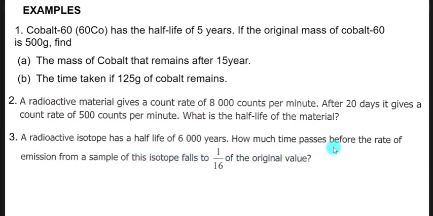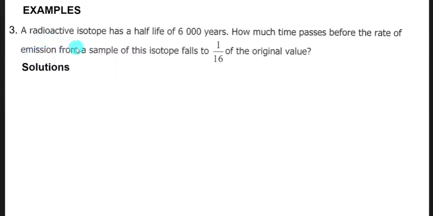How much time passes before the rate of emission from a sample of this isotope falls to 1/16 of the original amount? A radioactive isotope has a half-life of 6,000 years. So this is the half-life. How much time passes before the rate of emission from a sample of this isotope falls to 1/16 of the original value? So they want us to find what?